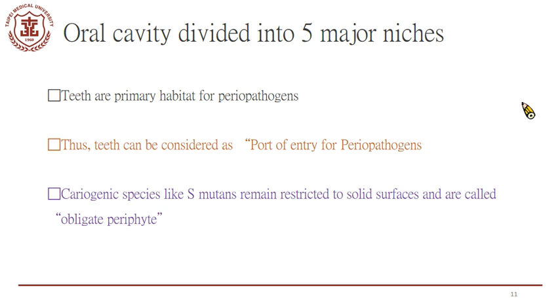So teeth are primarily a habitat for periopathogens. Teeth can be considered a port of entry for periopathogens. Cariogenic species like Streptococcus mutans remain restricted to solid surfaces and are called obligate periopathogens.